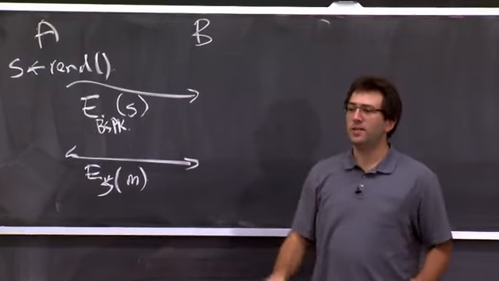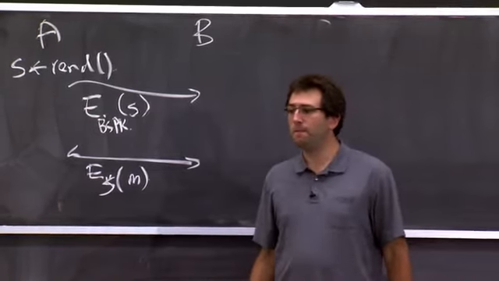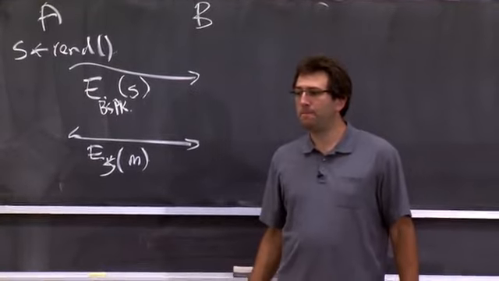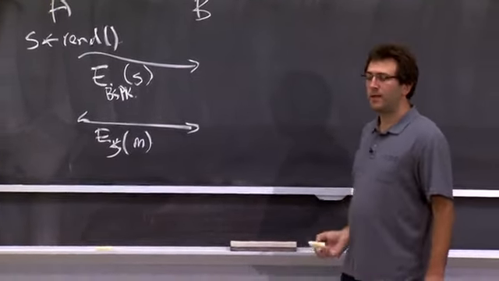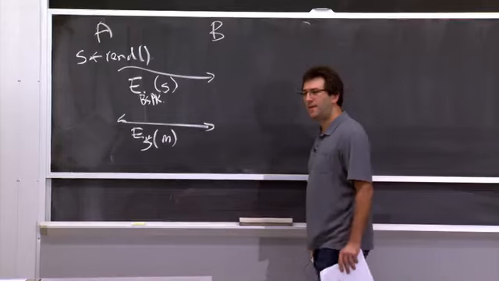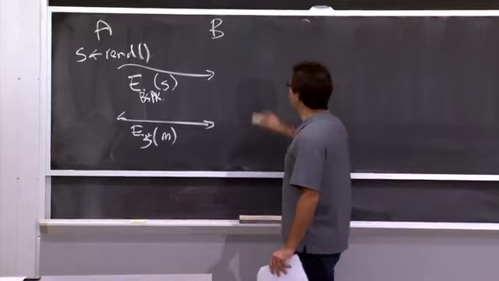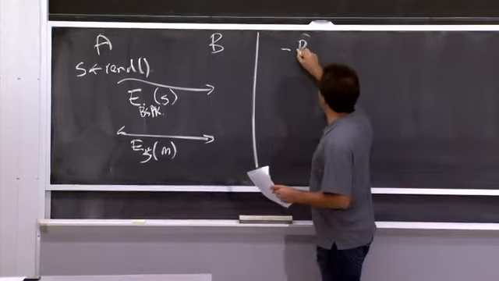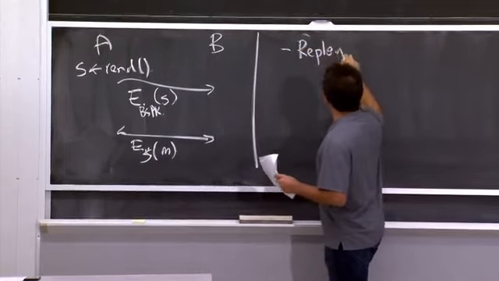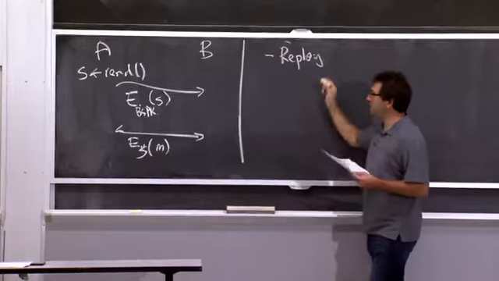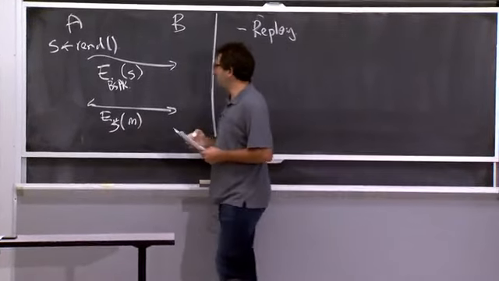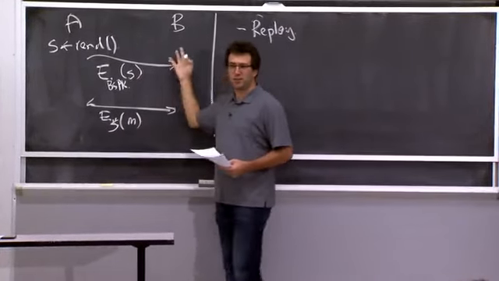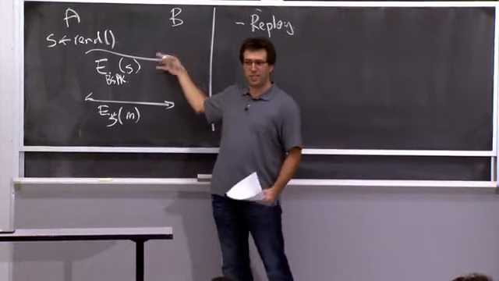Question? I was just going to say that in this protocol, a man in the middle attacker could just replay A's messages. Yeah, so it's actually not great. There are several problems with this. One is replay. The problem here is that I could just send these messages again, and it looks like A is again sending these messages to B, and so on.